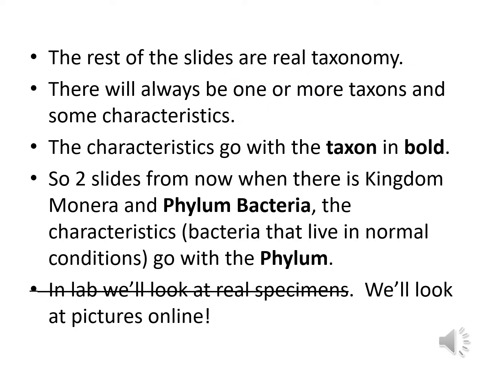From here on out, we'll be looking at specimens and filling out the handout with the kingdom and the characteristics of the kingdom, and the phylum and the characteristics of the phylum. Wait a minute, those were two different characteristics. On the following slides, the characteristics go with the taxon that's in bold. So if the kingdom's in bold, the characteristics go with the kingdom. If the phylum's in bold, the characteristics go with the phylum.